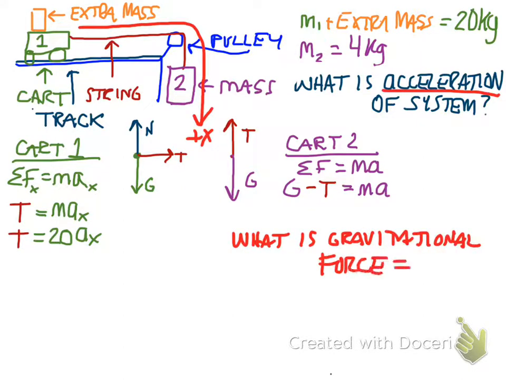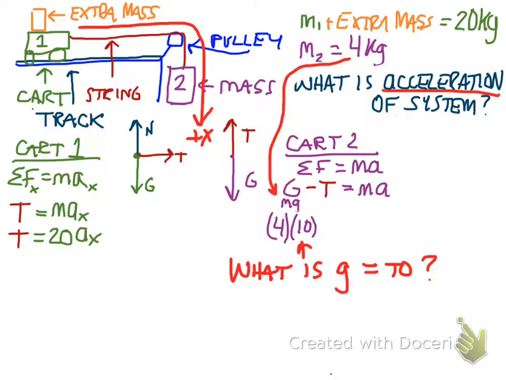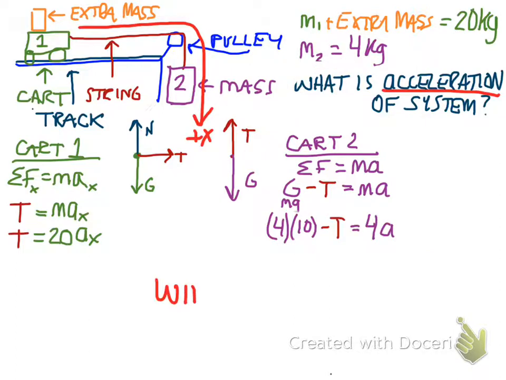And remember, what is the gravitational force equal to? Well, remember, the gravitational force, big G, is equal to the mass times the acceleration due to gravity, little g. So we can put the mass in there, 4 kilograms. And what is little g equal to? Well, little g is equal to 9.8 meters per second squared, which is pretty close to 10. So we're going to use 10 just to make the problem a little bit easier. Minus tension equals 4a.